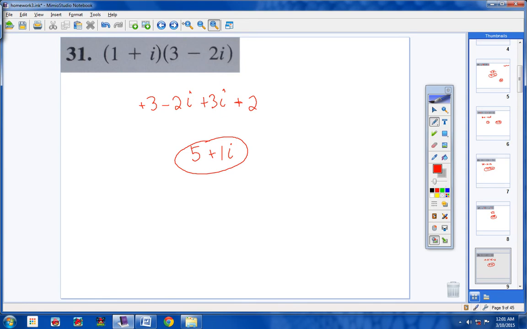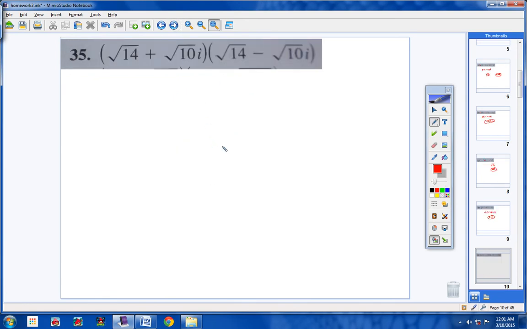Alright, 5 plus i. Number 35, same thing again, only we got some square roots thrown in, so really be careful and follow what I do here carefully, okay? Square root of 14 times square root of 14 is 14, and then square root of 14 times a negative square root of 10i would be, well, positive times a negative is negative. 14 times 10 is 140.